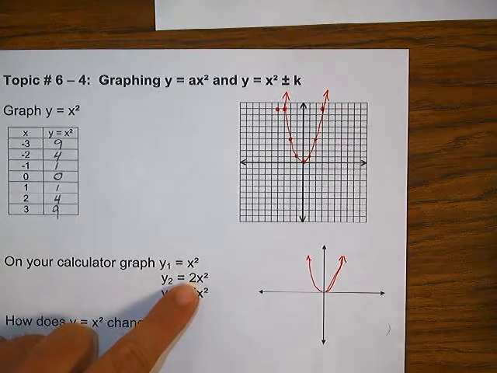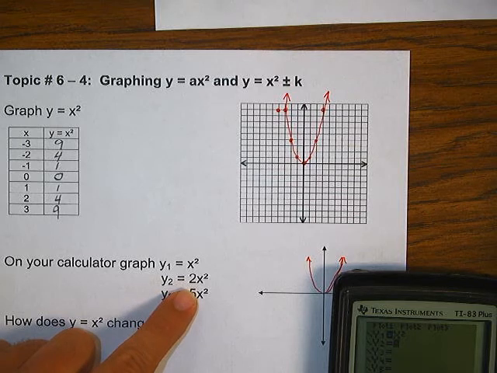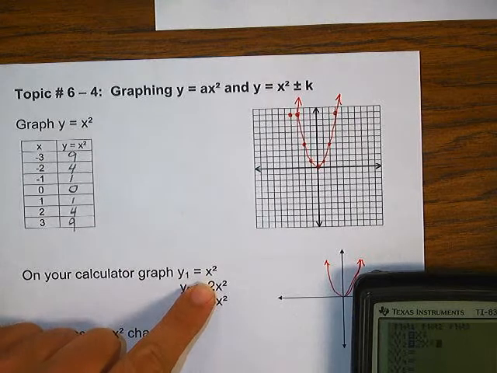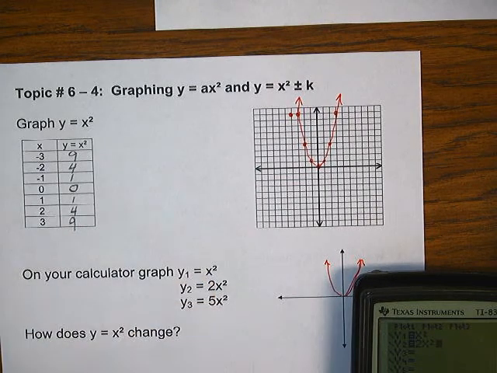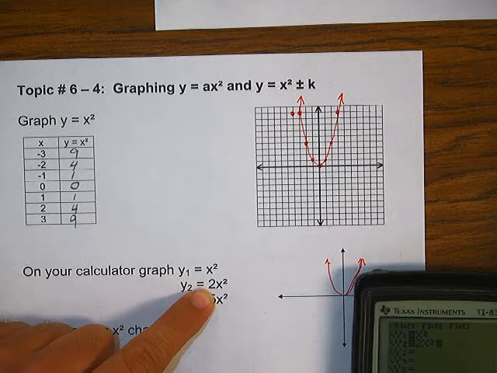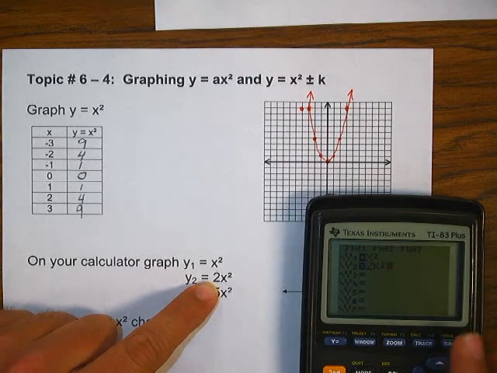Now it says in y sub 2, graph 2x squared. What changed between x squared and the next one? What's understood in front of that x squared? 1. So the number in front of x squared is 1. Now the number in front of x squared got bigger or smaller? Bigger. Let's see what it changes on the graph.